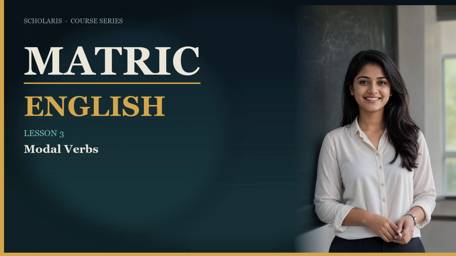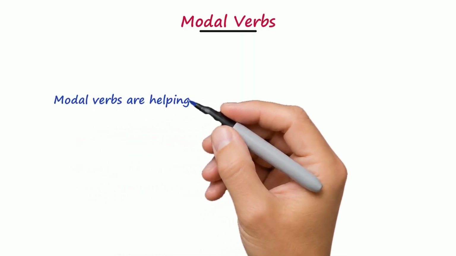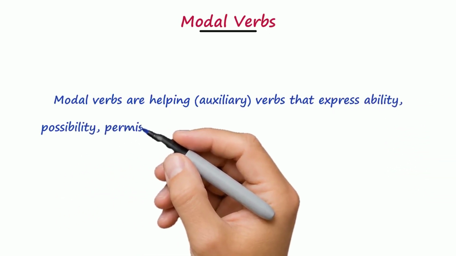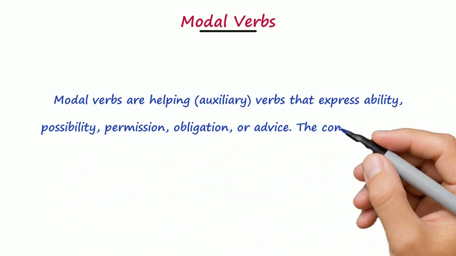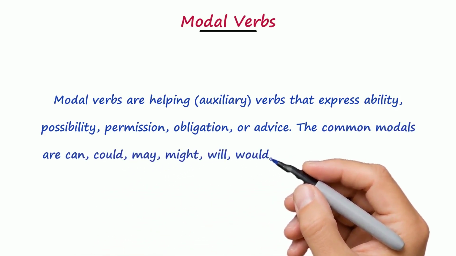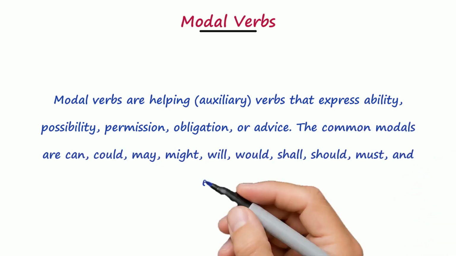Today in Matric English, Lesson 3, Modal Verbs. Modal verbs are helping, auxiliary verbs that express ability, possibility, permission, obligation, or advice. The common modals are can, could, may, might, will, would, shall, should, must, and ought to.